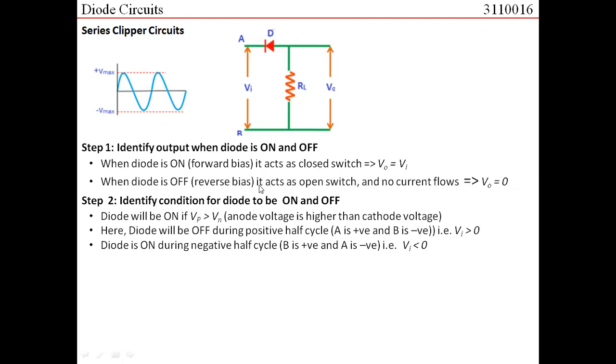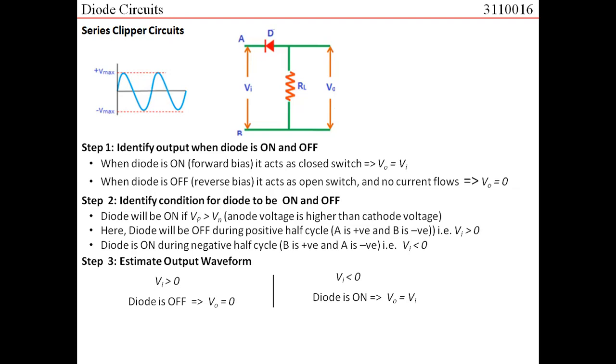So in these two steps, what we have done is we have identified that if the diode is on, what would be the output voltage, and if the diode is off, what would be the output voltage. In the second step, we have identified that for this condition of the input, the diode would be on, and for this condition of the input, the diode would be off. So from these two steps, we go to the third step, that is estimating the output waveform.